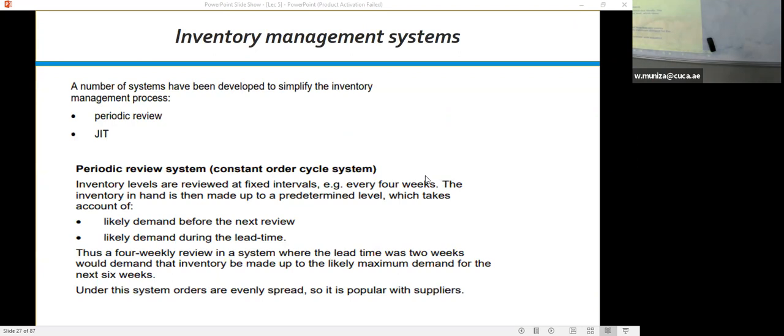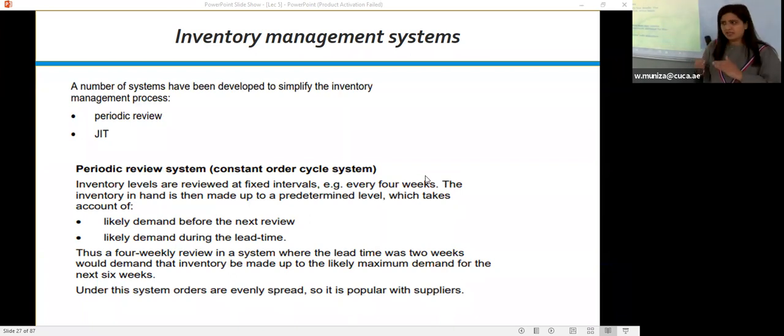Now, my dear students, there are so many inventory management systems which are adopted in the organizations, and most specifically, periodic review and just in time can be asked to you in the exam. Now, what is the periodic review? As its name suggests, inventory is going to be counted after a specific interval. We are going to see how much inventory is there, and we are going to fill up the inventory again in order to reach the predetermined level.